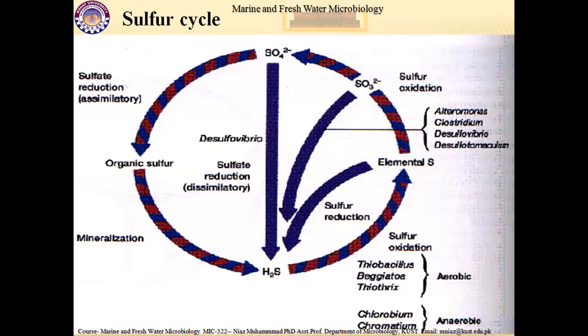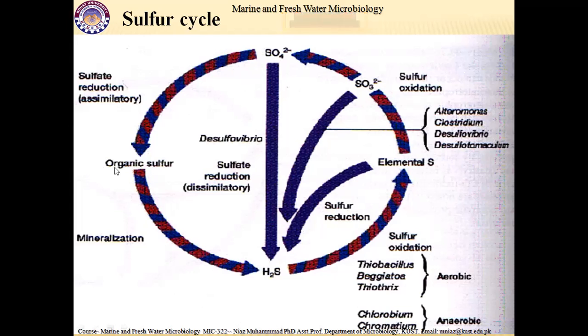So second is the sulfur cycle. Sulfur is also an essential element of living organisms. Sulfur is present in many amino acids, which are the backbone of living organisms. Whenever sulfur is present in living molecules, in organic molecules, it is called organic sulfur.